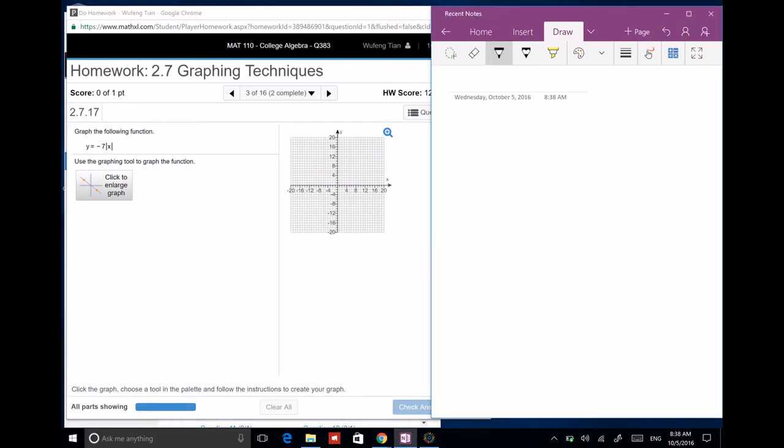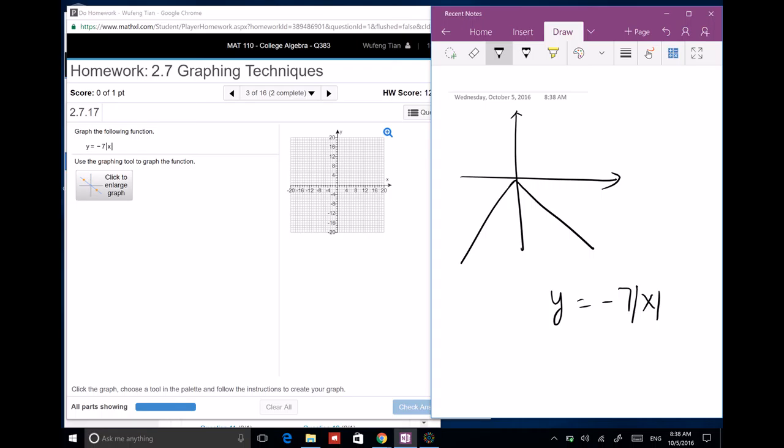Negative 7x. Okay, so I just graph it right here. It's rise over run, negative 7 like this. Okay, y equals negative 7x. So you don't rise 7, but you run down 7 and run over 1.